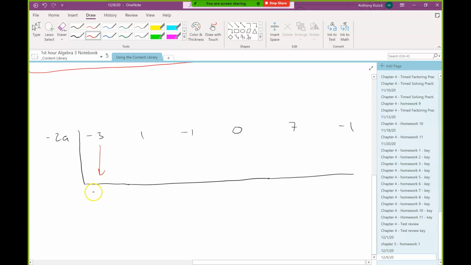So we bring the first number down. And then we multiply to the number underneath. Write the number there, and then add. So negative 2a times negative 3 becomes 6a. If we add down, those are not like terms, so we just have to write it as 1 plus 6a. Okay with that? Yes. Okay, now we'll just kind of continue.